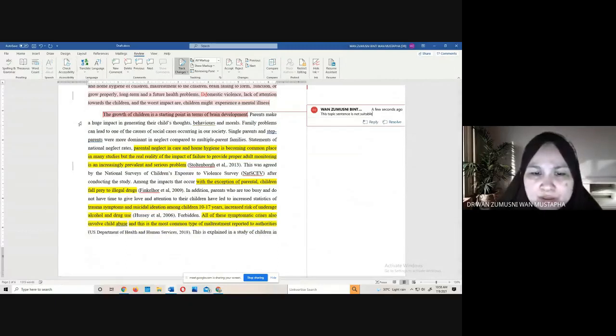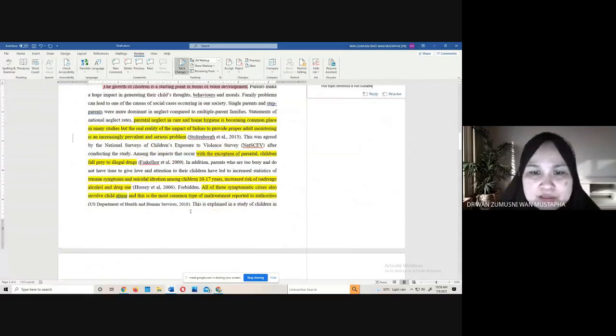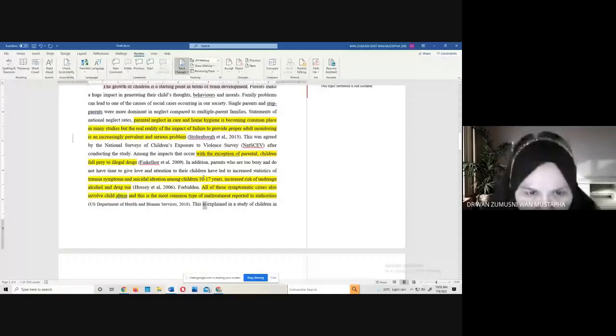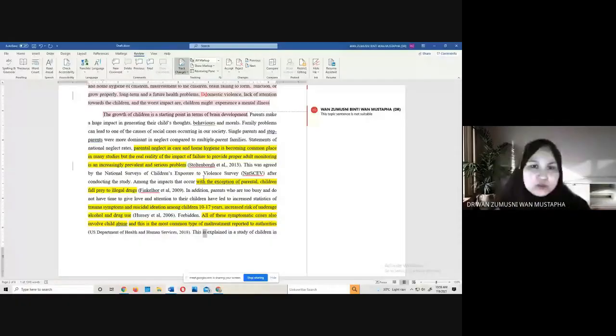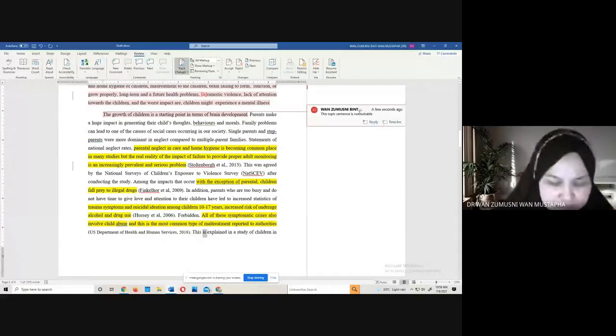This is explained. This is a passive form of a sentence. This is explained in a study of children in the United States. So the main idea of the paragraph is about children experience neglect, parental neglect in the form of what? It's like number one, the topic sentence doesn't tell you what the whole paragraph is about. The topic sentence does not state what the whole paragraph.